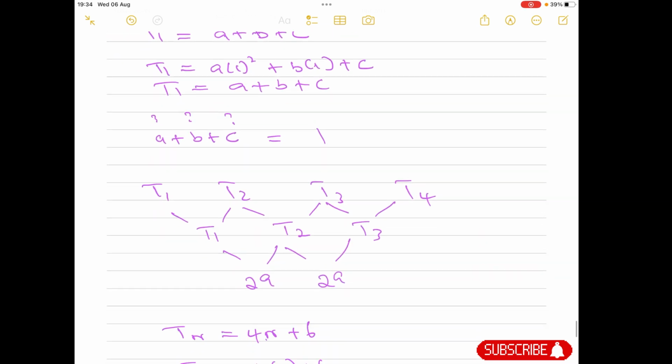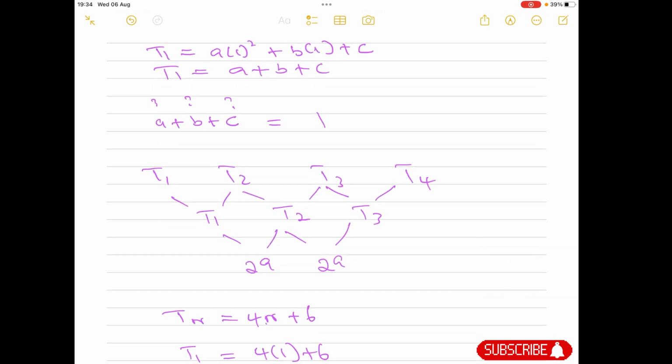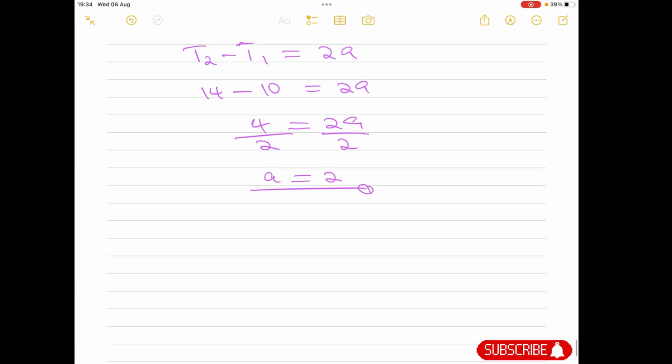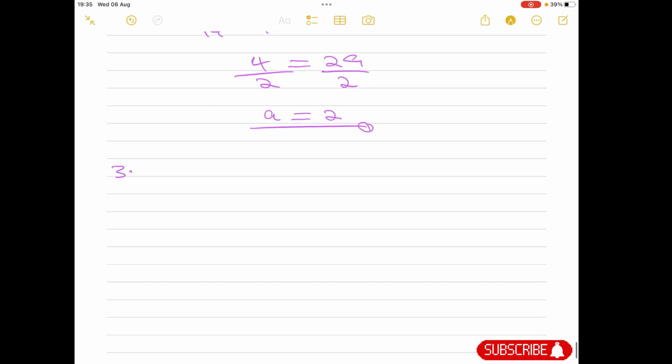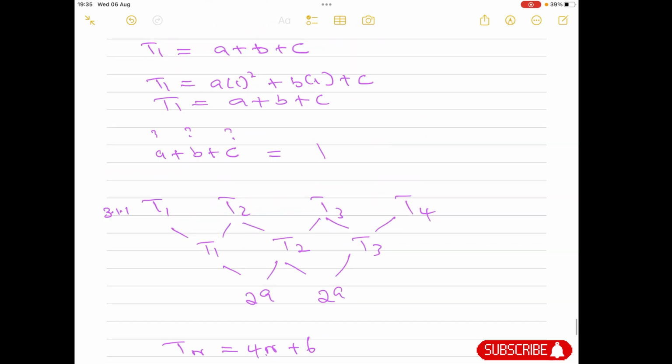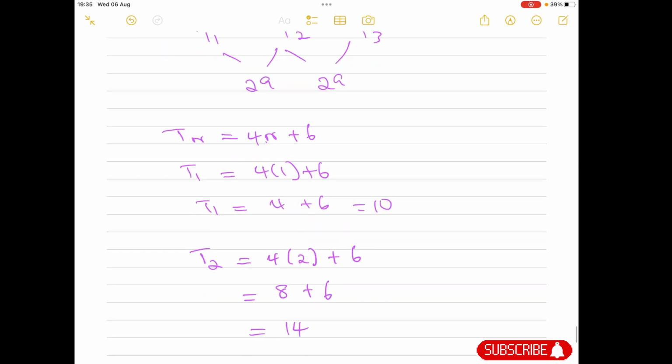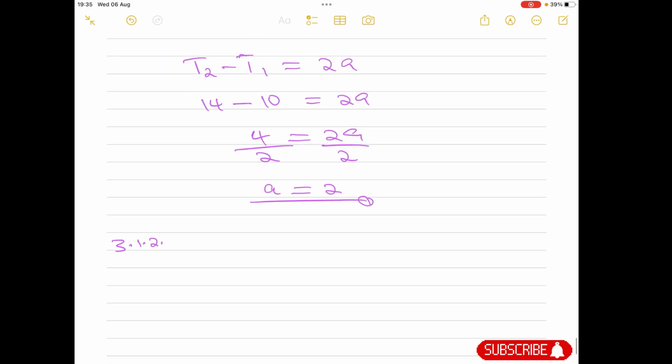So, I was working with question 3. Here I will say this is 3.1.1. That's where the problem starts. And then let me go for 3.1.2. 3.1.2 requires me to get the formula for Tn and it's 4 marks. My life is easy now. I know that the value of A is 2. And what is the remaining unknown?